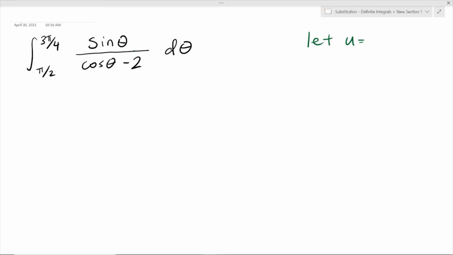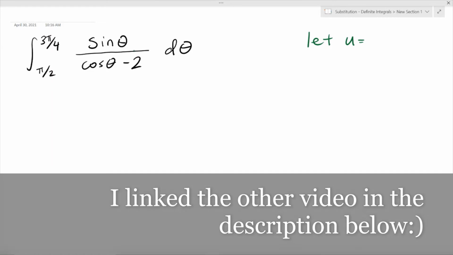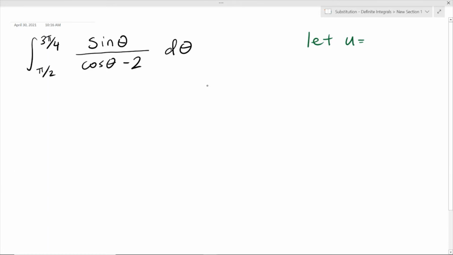I also have another video explaining integration using a substitution, but for indefinite integrals. This is for definite integrals, so you can see there will be bounds here that we need to substitute in. It's quite similar to the indefinite one, but there is a slight difference. Something in common is that we need to choose something to be equal to u.